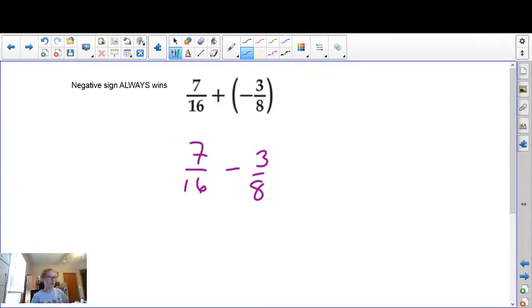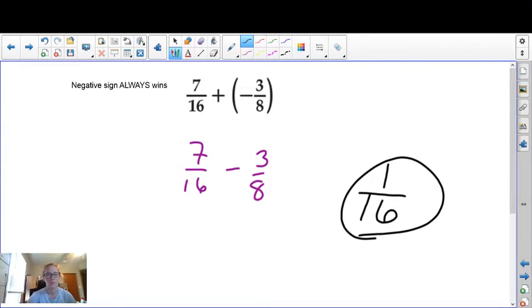So I want you to pause the video and see if you get the same answer, since we did a bunch of these already. You should be a pro at subtracting fractions. And we should get 1 over 16. And I don't know if I have stuff below or if it's on the next slide.